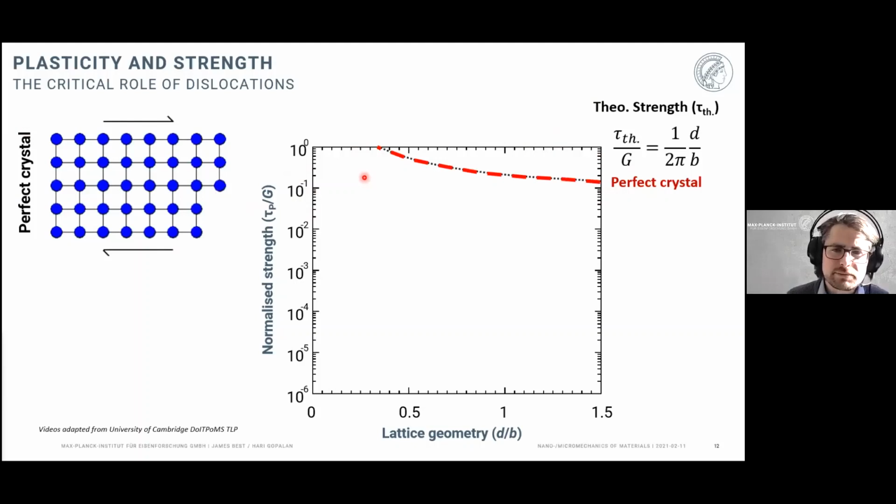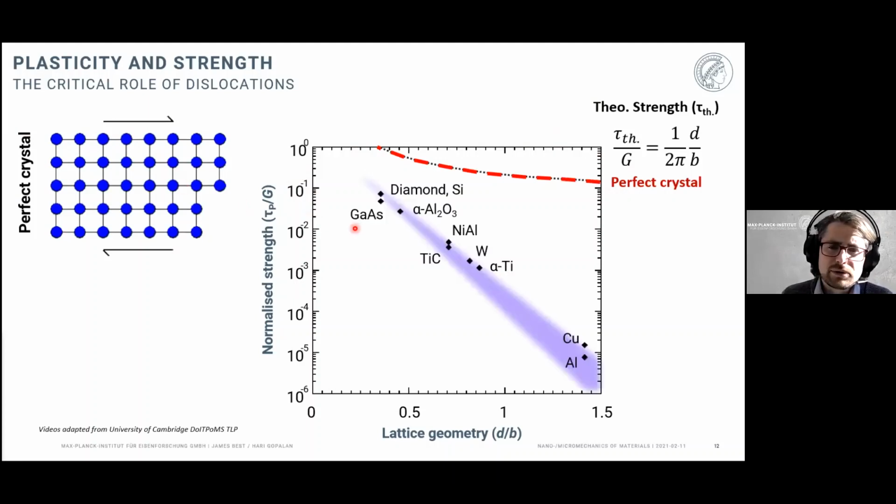So a very simple relationship between the normalized strength and the lattice geometry, as that is basically just how far apart these atoms are spaced on their slip plane. Now, reality, of course, is often different, as we saw before in the stress-strain curve. So if we look at a number of different materials, from diamond up here to copper or aluminium down below, then we see the strength of those materials diverge significantly from our theoretical strengths.